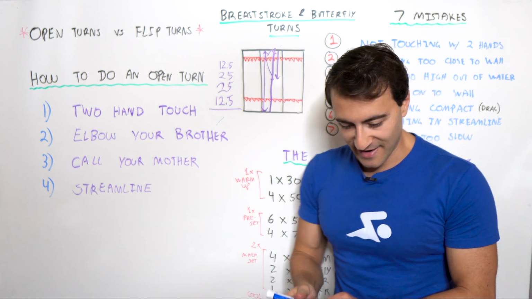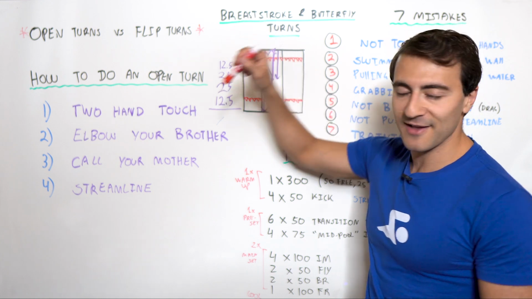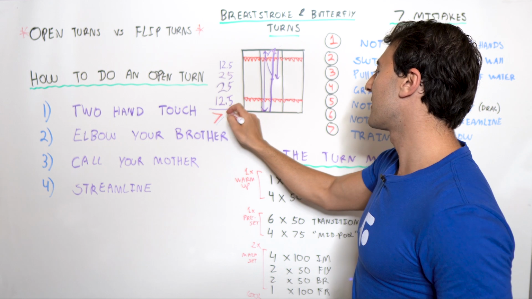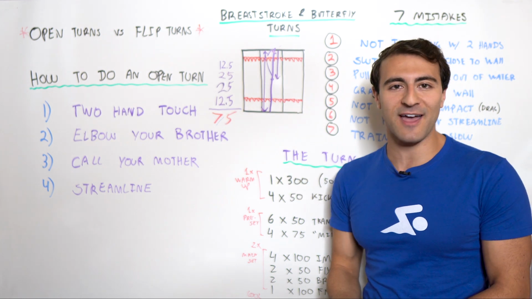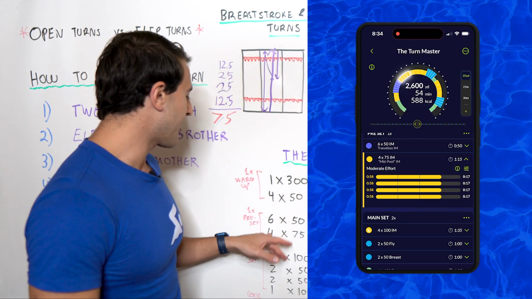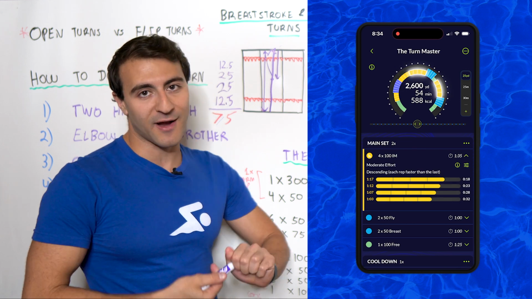Again, these markers are not helping me out. I should have known that, but here we are. You have 12.5 butterfly, 25 backstroke, 25 breaststroke, and then 12.5 freestyle for a 75-meter IM. Isn't that awesome? So you're going to do 4 of those, and that's that part of the set, and that's just the preset. Now we're into the main set, which is a lot more IM and stroke.